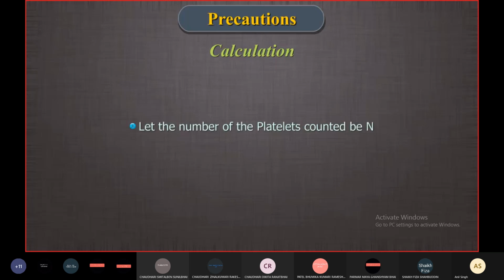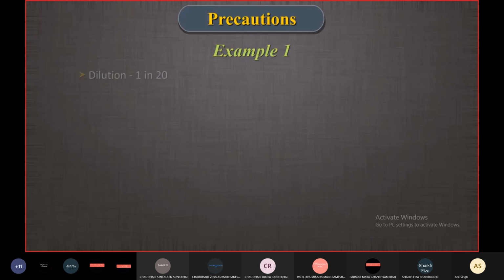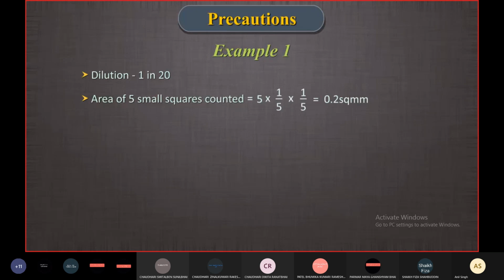Calculation. Let the number of the platelets counted be n. The formula for the platelet count per microliter of blood is n multiplied by dilution factor divided by volume of the fluid examined, that is the area counted multiplied by the depth of the fluid. Example 1. Dilution used 1 in 20. Area of 5 small squares counted is equal to 5 × 1/5 millimeter × 1/5 millimeter, equal to 0.2 square millimeters. Depth of the chamber is equal to 0.1 millimeter.